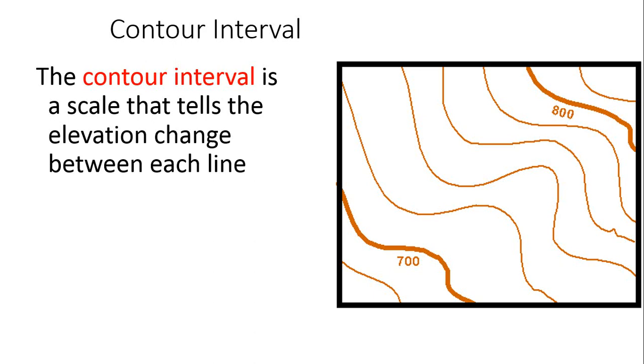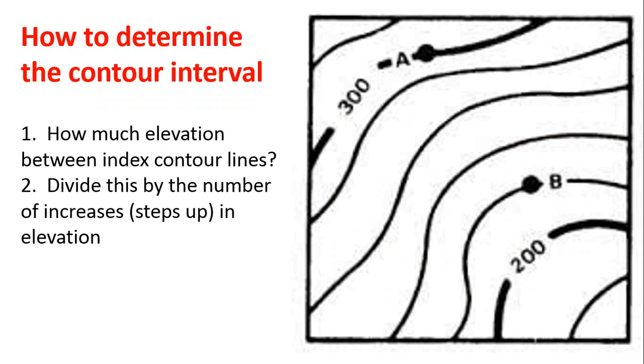The question is, how do we figure out what that contour interval is? Because if we don't know what each line represents, it makes the map unusable. We have to know what those lines mean, or how much you go up each line. And there's basically 2 steps that you take. 1, you look at the index contours, those extra dark ones that have numbers on them, and you figure out, well, how much have you gone up between those index lines? And you can see in this case here, we've gone up from 200 to 300.